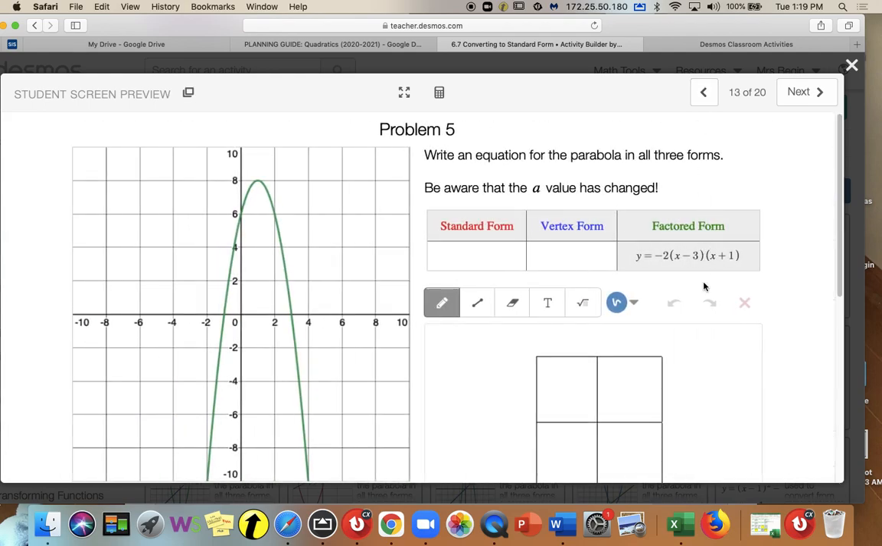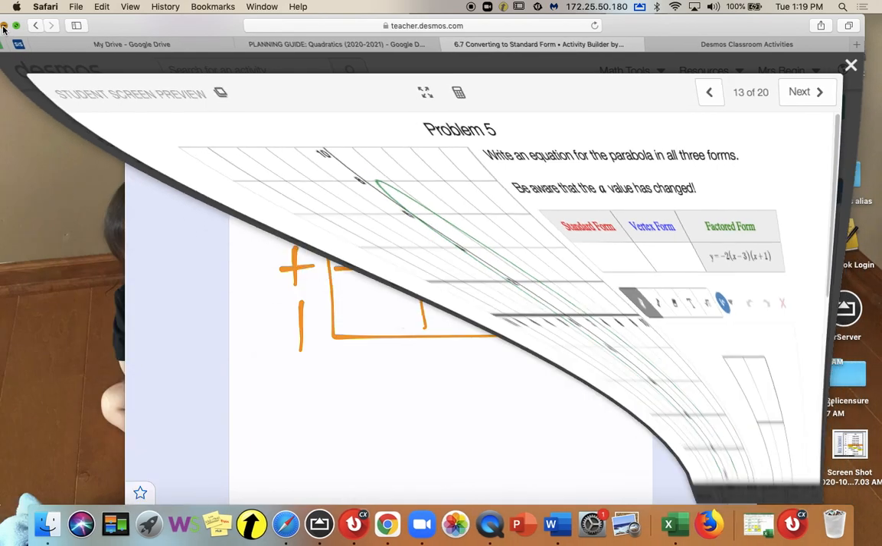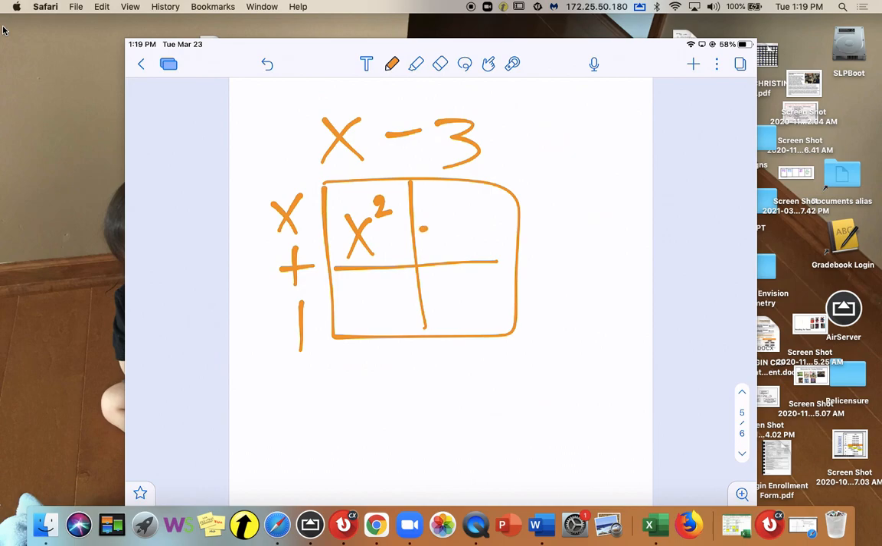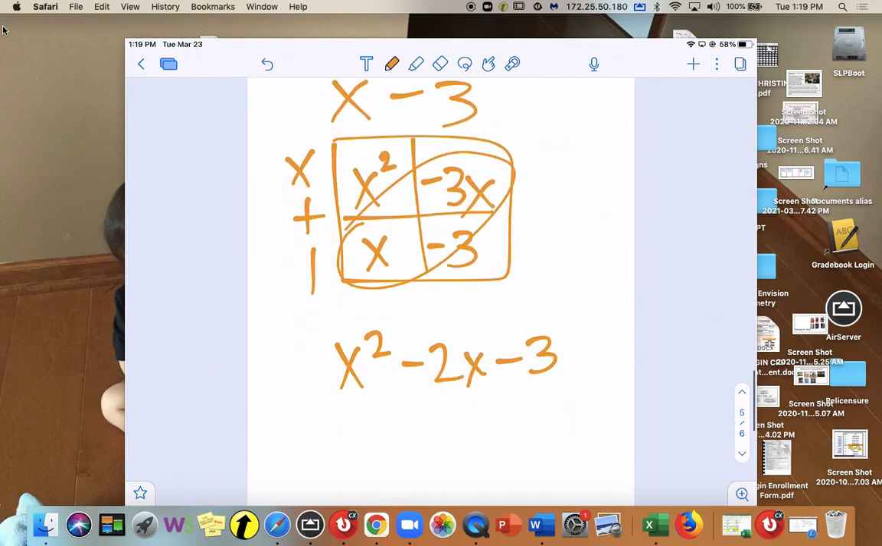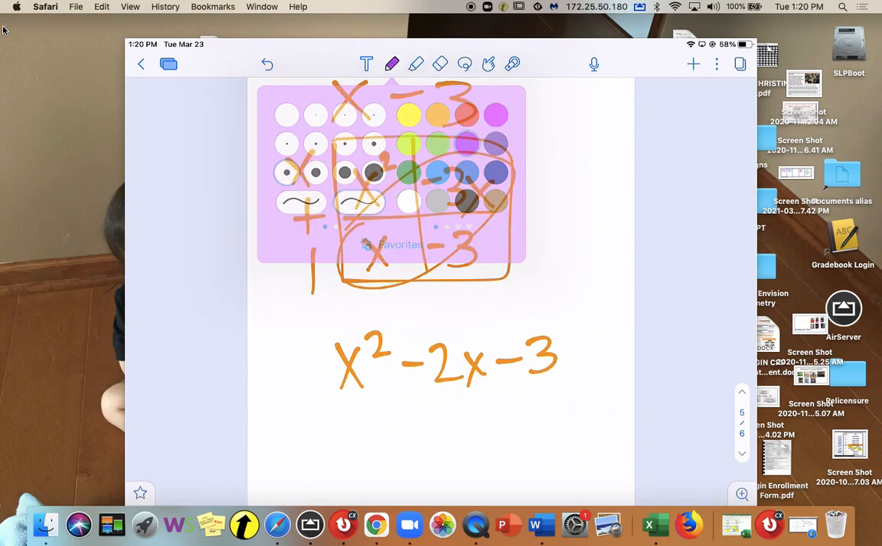All right, so first I'm going to multiply x minus 3 and x plus 1. So x minus 3, x plus 1. Okay, so when I do that, I'll get x squared minus 3x, x, and -3. I'll combine like terms. x minus 3x is -2x. All right, so there it is, multiplying it out. But remember, we have that -2 in front.